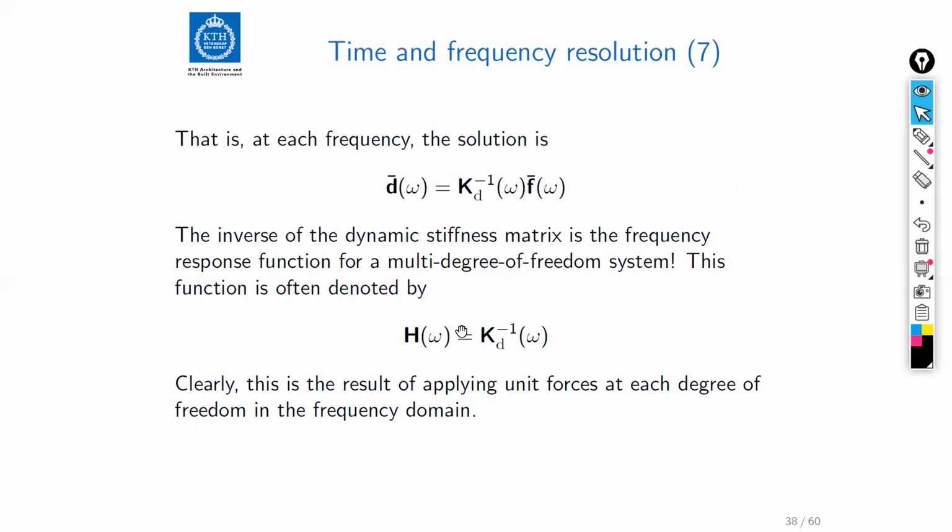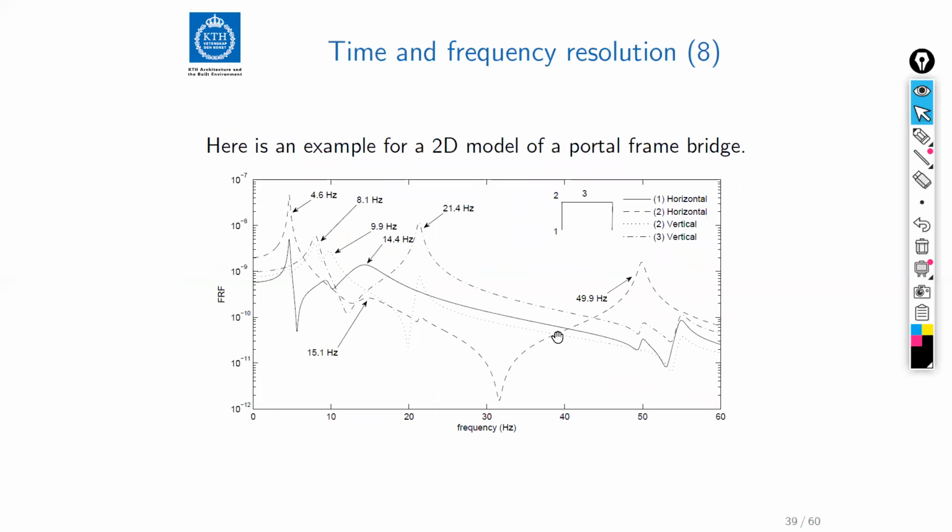So the frequency response function is the consequence of actually assigning the right-hand side to be a unit matrix. We apply unit forces at each degree of freedom, and we solve for those. And this is like a frequency domain influence line for our problem. So we know the behavior for a unit input, then clearly we should be able to use this for arbitrary inputs in some way. And I will illustrate this with an example here.